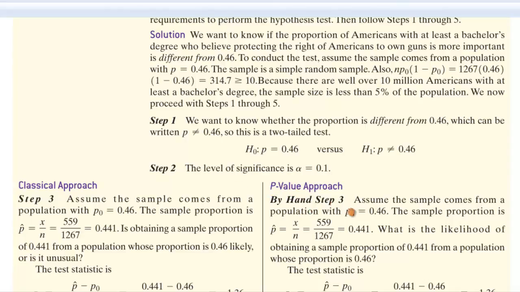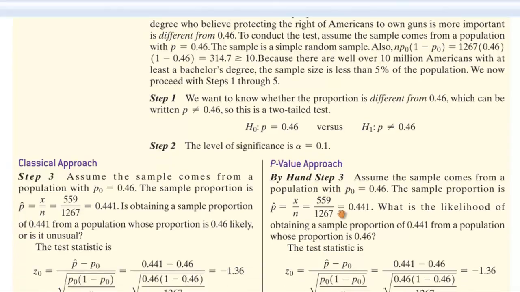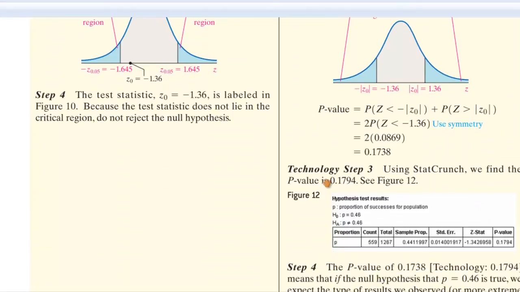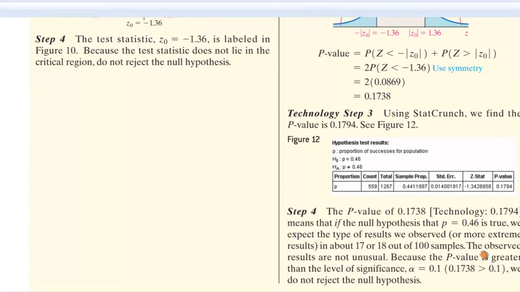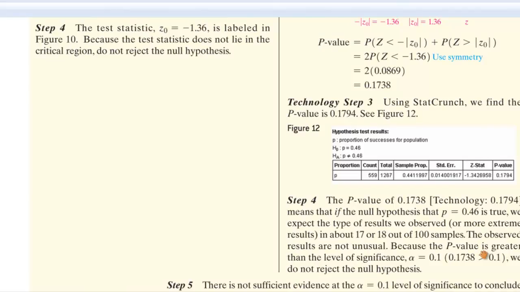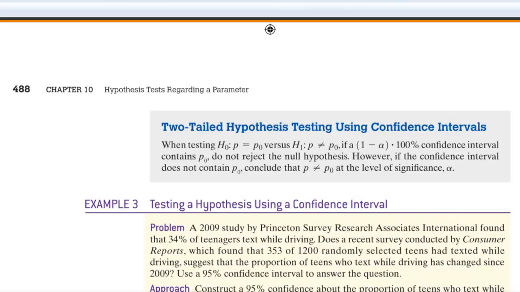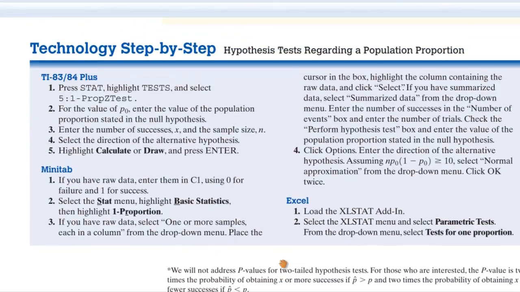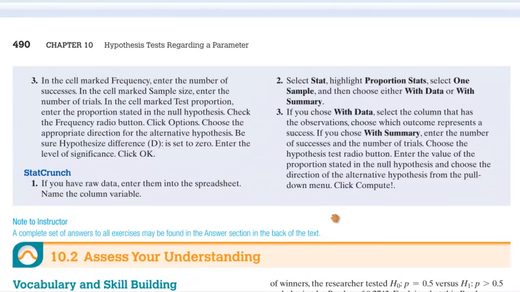In addition, with the p-value approach, we give you both a by-hand approach to solving the problem as well as a technology solution. The textbook contains technology step-by-step that appears at the beginning of each end of section exercises. So here is technology step-by-step for the TI-83, Minitab, Excel, and StatCrunch.